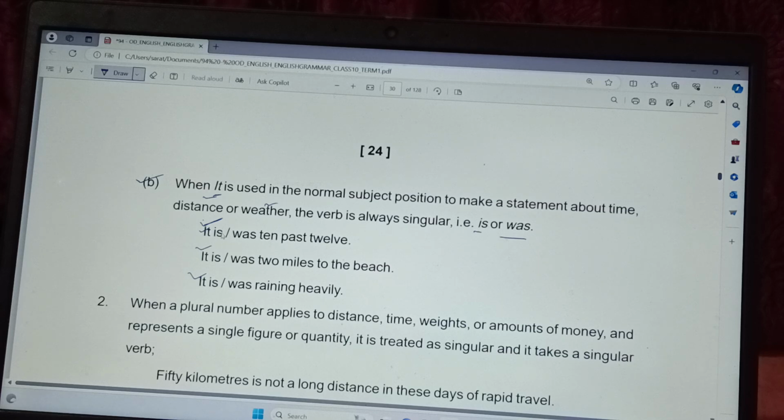We can say it is 10 past 12. It was 10 past 12. Like this, we can say it is 2 miles to the beach and it was 2 miles to the beach. So it always takes a singular verb. Remember, guys, it always takes a singular verb. Proceed on to rule 2, guys.